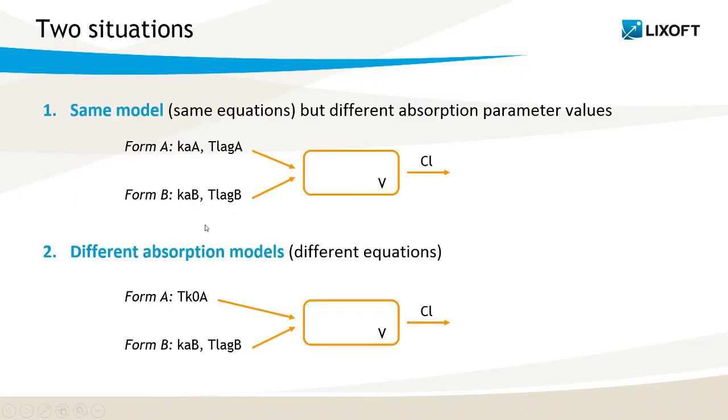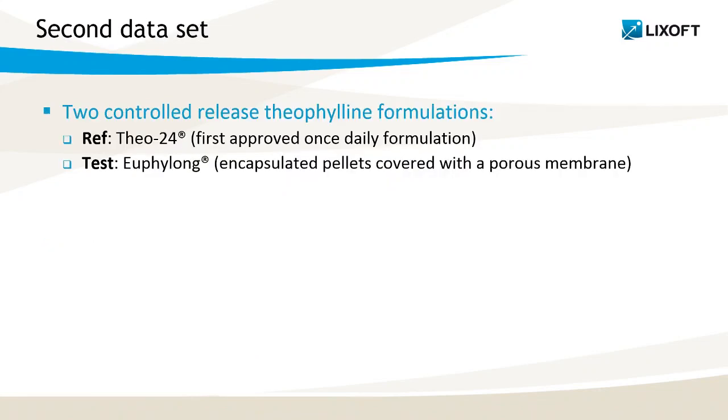So this was the first option, where the same model with the same equations are used for both formulations, and we just estimate different parameter values for the absorption process. The second option can be used if the two formulations have absorption shapes that differ and therefore require different equations for each formulation. To show you this, I have used a different dataset.